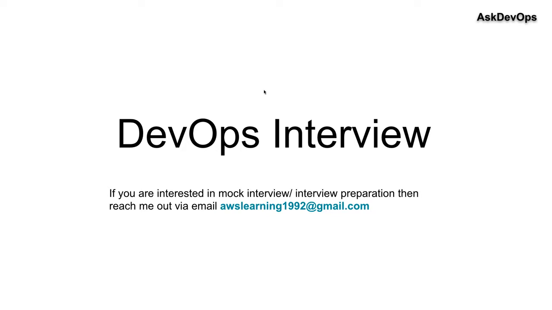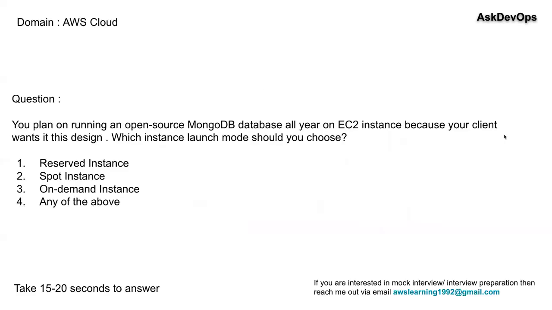The first question is from the domain AWS Cloud, and the question is: you plan on running an open source MongoDB database all year on an EC2 instance because your client wants this design. Which instance launch mode would you choose? That is, which instance would you choose for the pricing purpose? We have been given 4 options: reserved instance, spot instance, on-demand instance, any of the above. Which will you choose? Take 15 to 20 seconds to carefully think about it and come up with an answer.